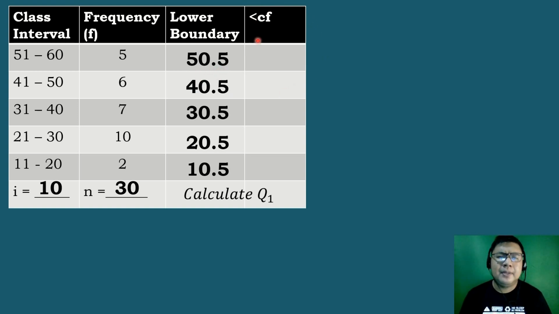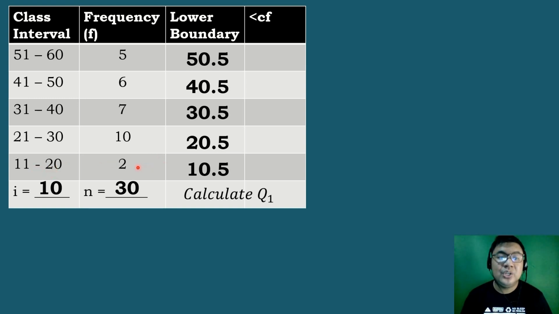The next step is we will get the less than cumulative frequency. To get the less than cumulative frequency, we will start with our first class. So this one is the first class, the one with the lowest lower limit and upper limit in the class interval. So we have 11 to 20 as the lowest class interval. So this will be the first class.